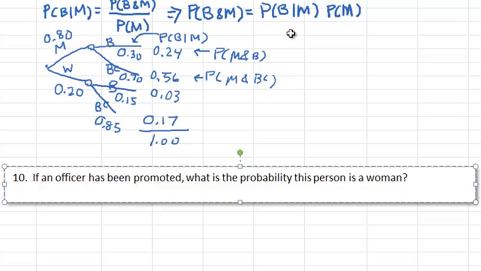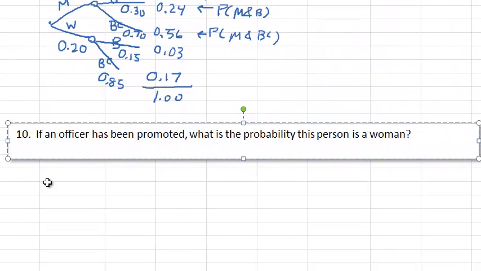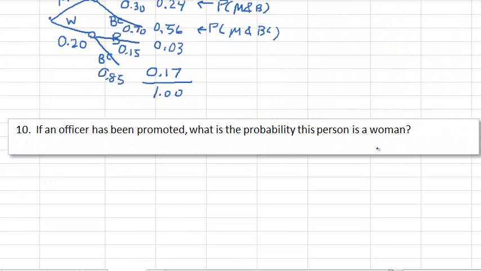So right here. Okay. Now let's talk about question number 10. What if an officer has been promoted? What is the probability this person is a woman? Now we are given the officer has been promoted, so we are given B. We want to know the probability the person is a woman. So it's the probability of W given B.